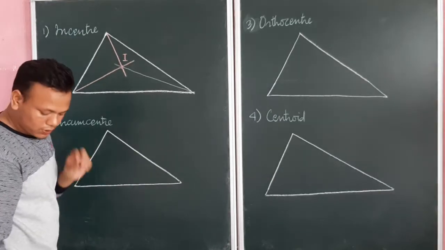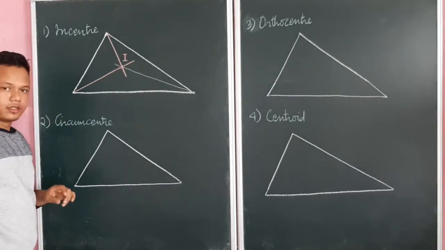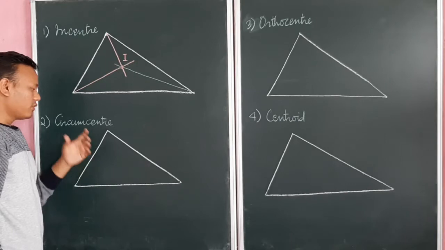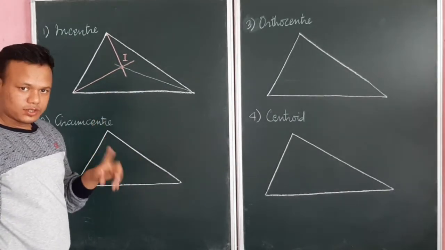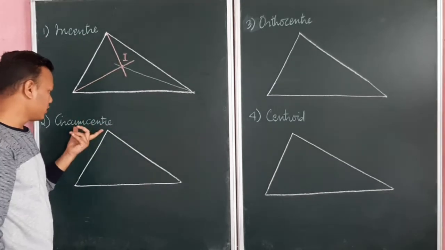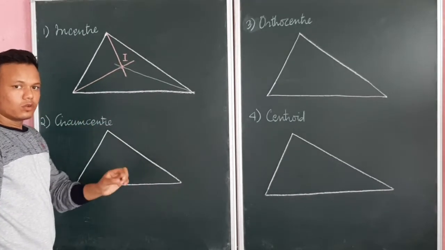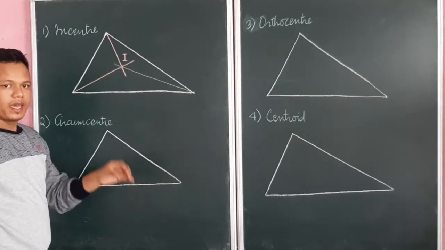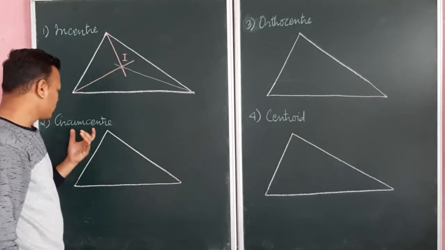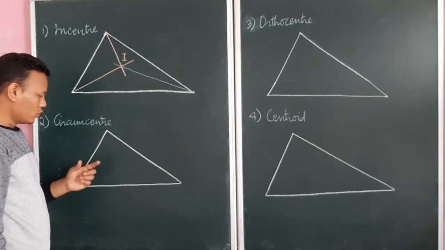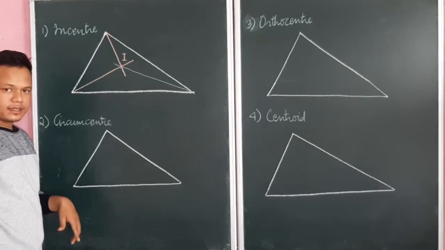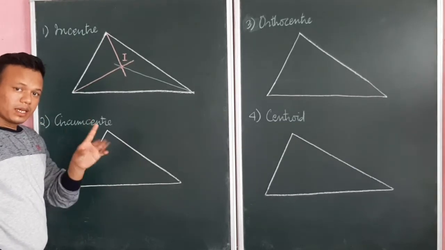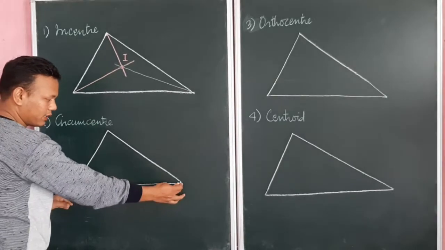Now the next topic is circumcenter. You have done constructions on drawing a circumcircle, isn't it? So the circumcenter is the center of the circumcircle. The process of drawing a circumcircle is that you used to draw the perpendicular bisector of each side. Perpendicular bisector. For example, let me take this.